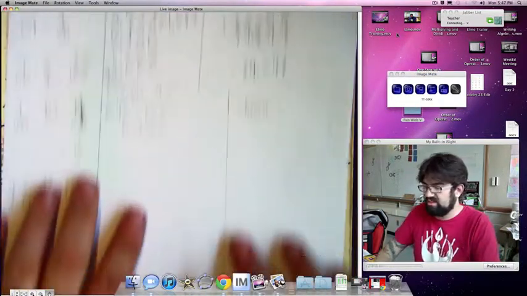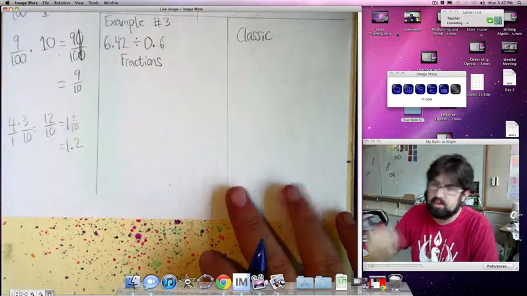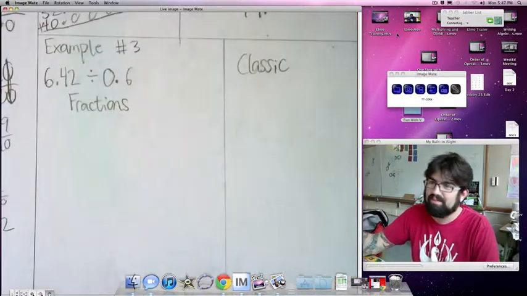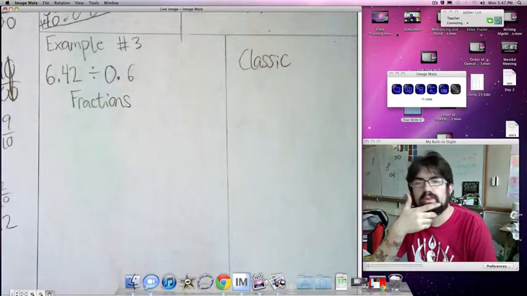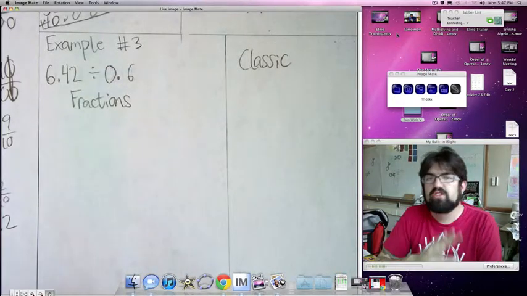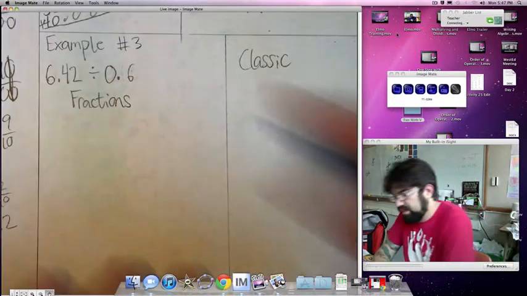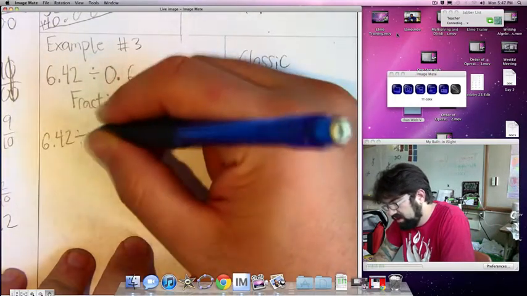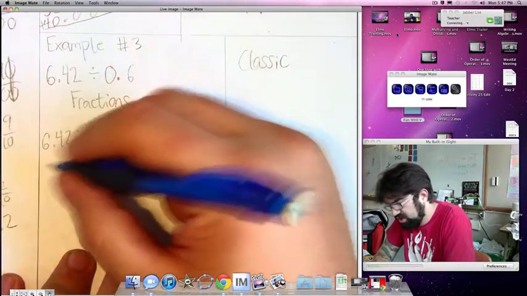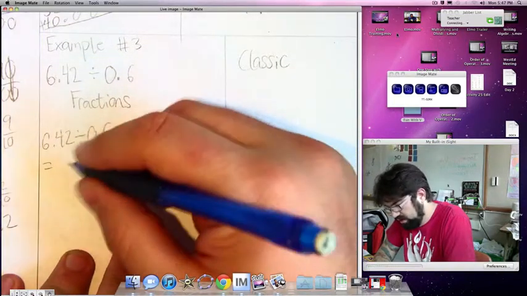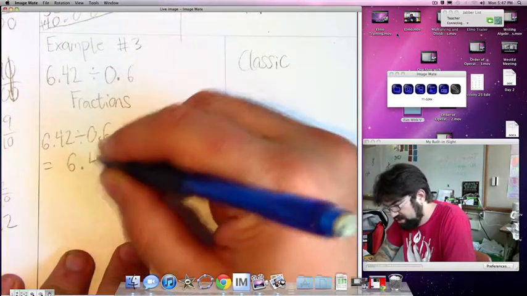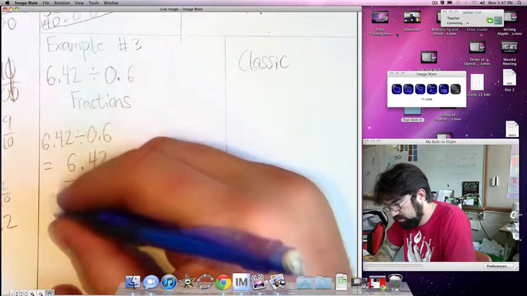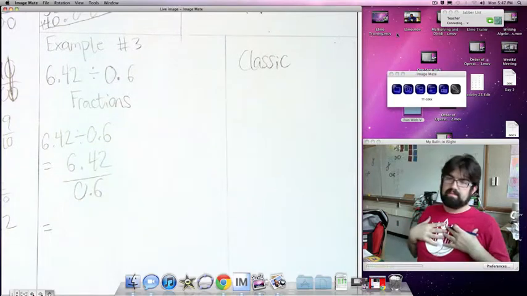Okay, last example. Example number 3. And I'm going to show a new way that you might not have seen of this before. 6.42. Dividing is just a fancy way of doing fractions. I can actually take 6.42 divided by 0.6, and this is actually equal to, well, I can just rewrite it as a fraction.